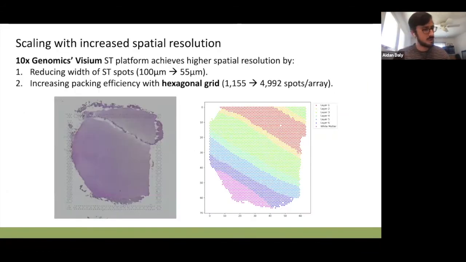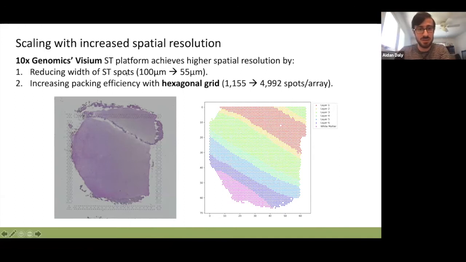Briefly, I'm going to talk about how this approach can scale with increasing resolution. The Visium platform is the new and popular way to do ST, and it has a lot greater resolution than the data we've been looking at so far.